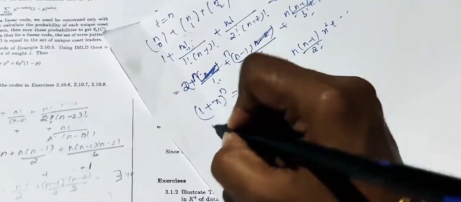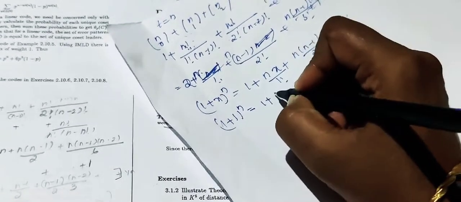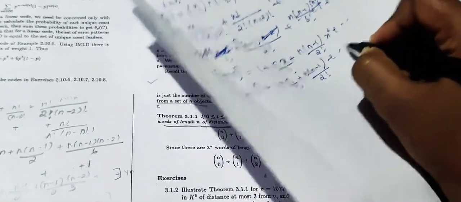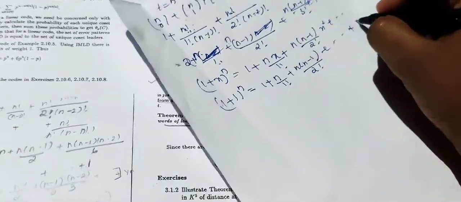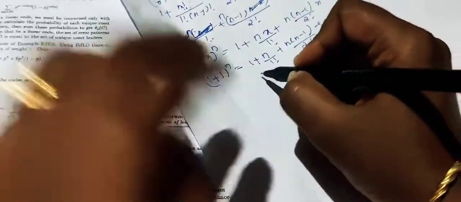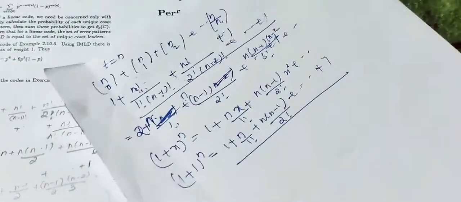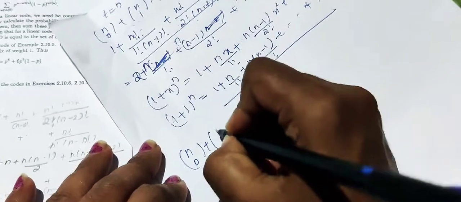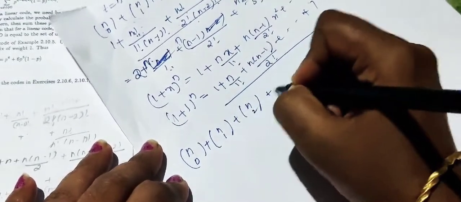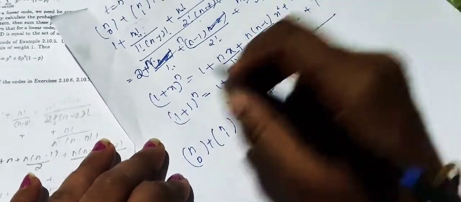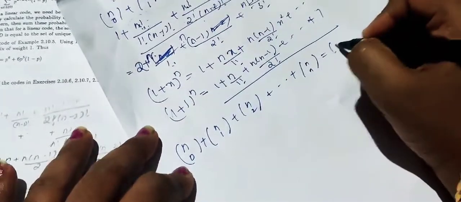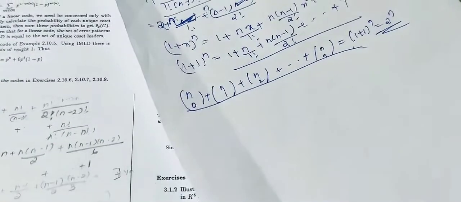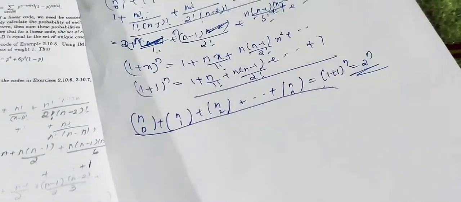So what is 1 plus 1 whole raised to n? 1 plus n plus n into n minus 1 by 2 factorial, this one, etc. Okay. So the last term, we get 1. Okay, clear. So this is the same as this one. Clear. This is the same as this one. So we have nC0 plus nC1 plus nC2 etc. plus nCn, which is equal to 1 plus 1 whole raised to n, that is 2 raised to n. So this summation is what? 2 raised to n. Clear? So this is the proof.